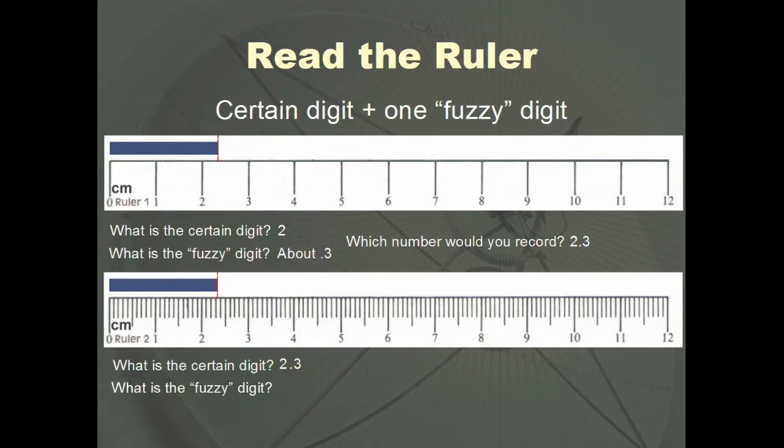Well, what do you think the fuzzy digit is? Well, I came up with about 0.03. You might come up with a slightly different number. This will be my fuzzy digit, and this is how good I can read the ruler. So what number would I record? I can write down the measurement for this ruler to be 2.33. My ruler is accurate to 3 significant digits.